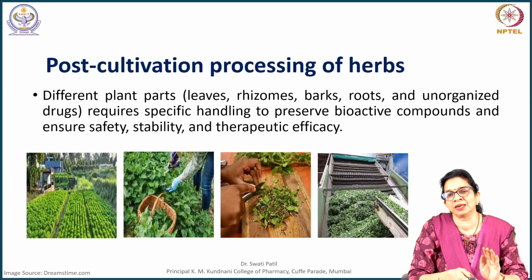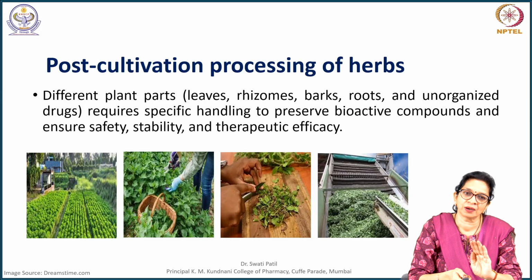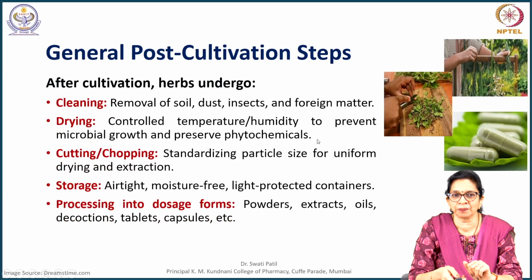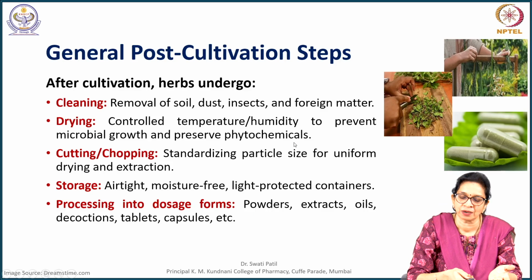Different parts of the plants like leaves, rhizomes, barks, roots and unorganized drugs are used in formulation of herbal therapeutics, and each plant part requires specific handling to preserve the bioactive compounds and ensure safety, stability and therapeutic efficacy. So, after cultivation, herbs undergo cleaning, drying, cutting and chopping, storage and processing into different dosage forms. Each plant part has got different methods of drying. For example, leaves may be dried in a tray dryer or they can be shade dried.